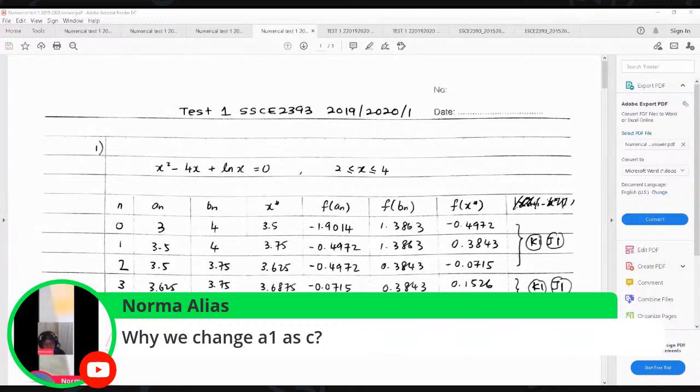We change A1 as C because you can see that FB times FC is negative, meaning that you need to change A. So this is the answer: you need to change A1 because FB times FC is negative.